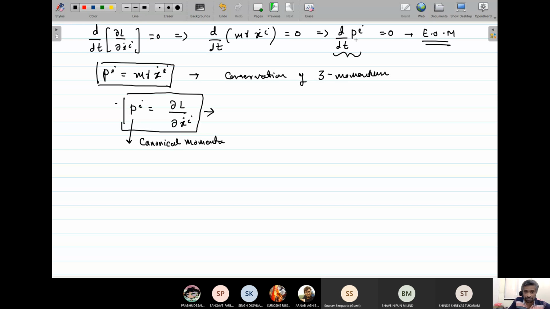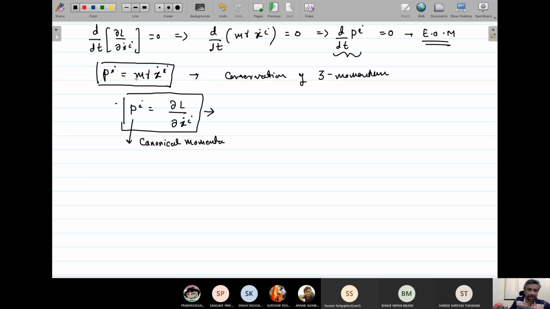Why am I stressing this fact? Because when you consider an electromagnetic field, it is not necessary that the canonical momenta is equal to the mechanical momenta. There will be some change. But for a relativistic free particle, the canonical momenta calculated from the given Lagrangian matches with your usual definition of three momenta.